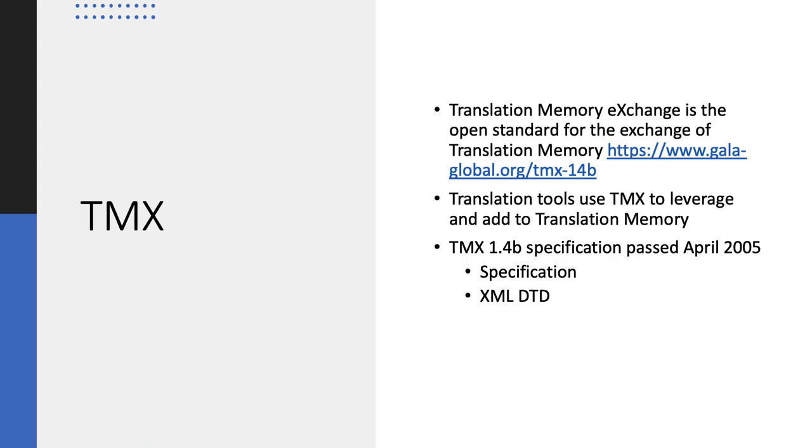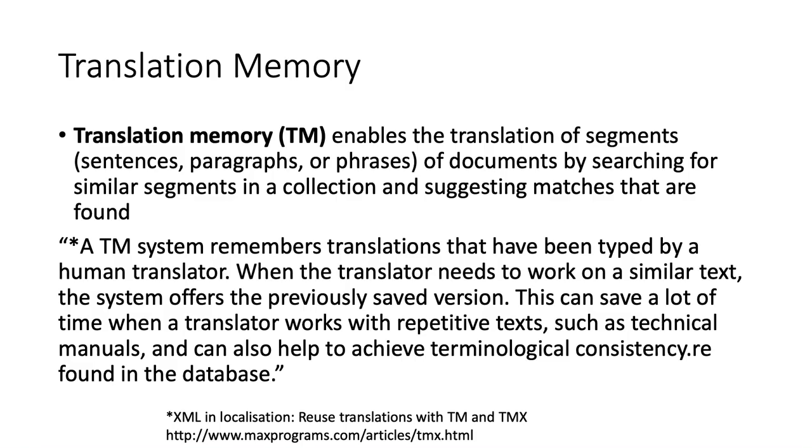Now let's make a distinction here. Translation memory enables the translation of segments, sentences, paragraphs, or phrases of documents by searching for similar segments in a collection and suggesting matches that are found. This is a quote from Rodolfo at Maxprograms.